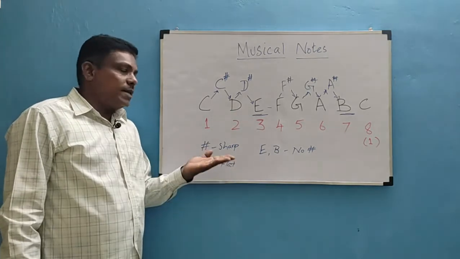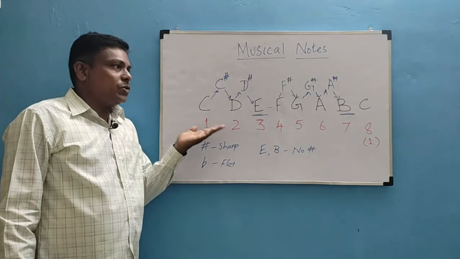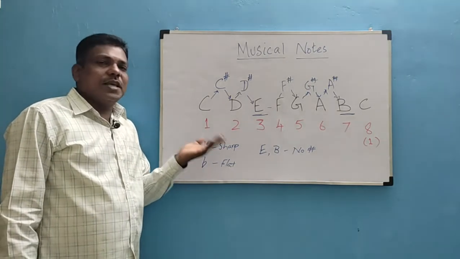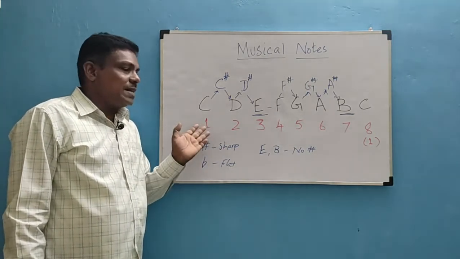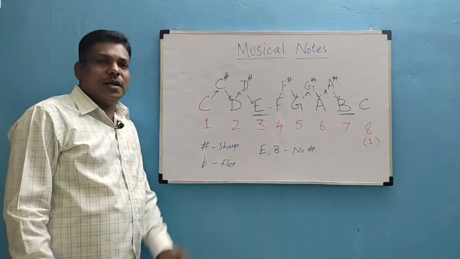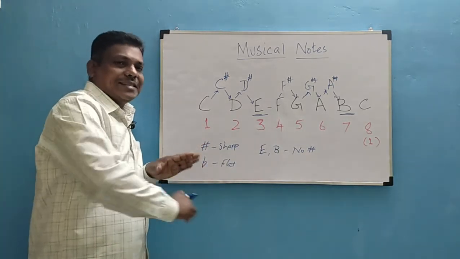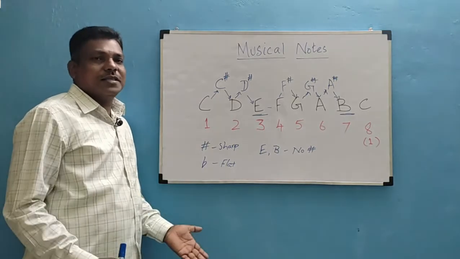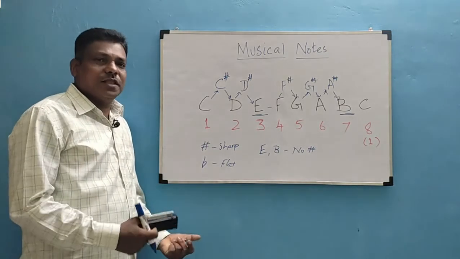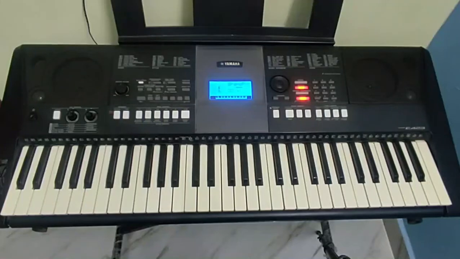Okay, the easiest way to understand these notes is to use a keyboard. In a keyboard you can understand these notes very easily. Let's see how these notes are present in the keyboard, so that you will understand more easily. Now we have a keyboard in front of us, so let's see the notes which we discussed on the board.